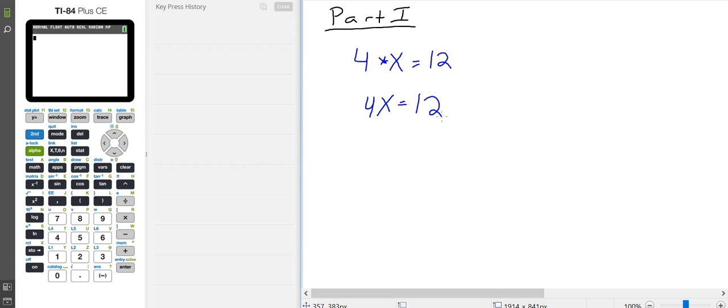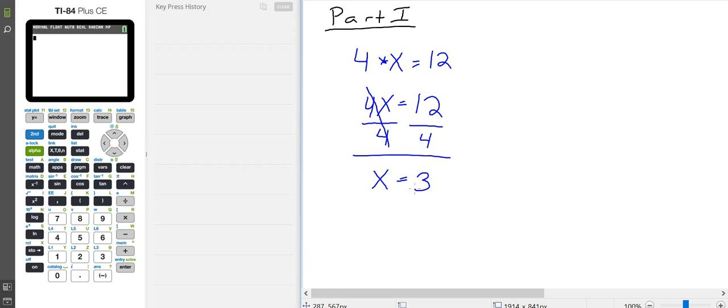So which number is that? You might be able to figure it out, but how would you do it mathematically? If you want to get the x alone, so you want to know what x is, you divide away the 4 from the x, and then you have to divide 4 from the other side. So 4x divided by 4, the 4's can cancel out. We're just left with x, and 12 divided by 4 is 3. So x is equal to 3.